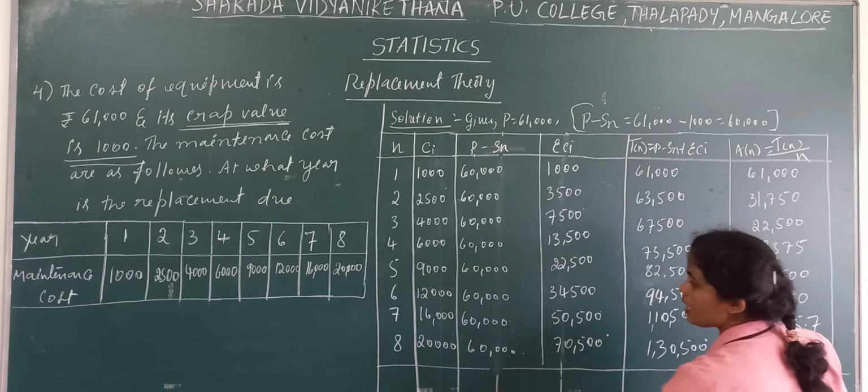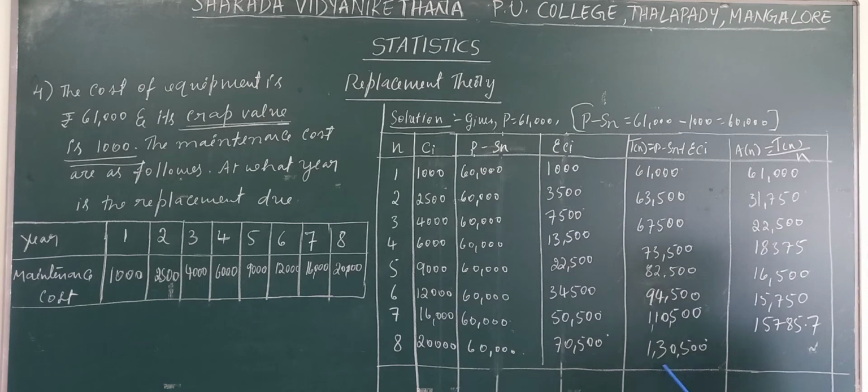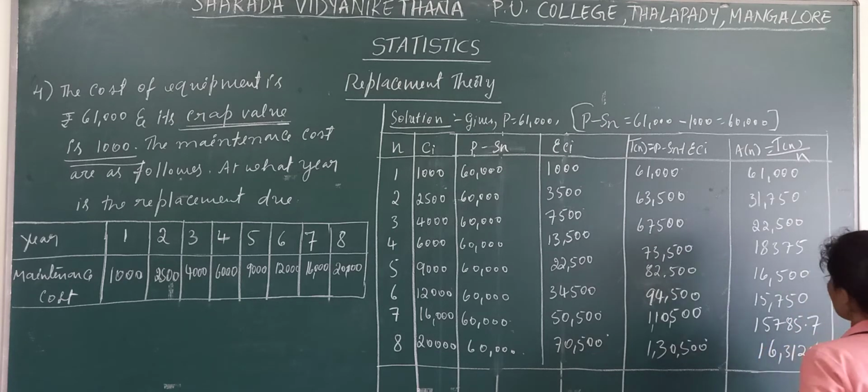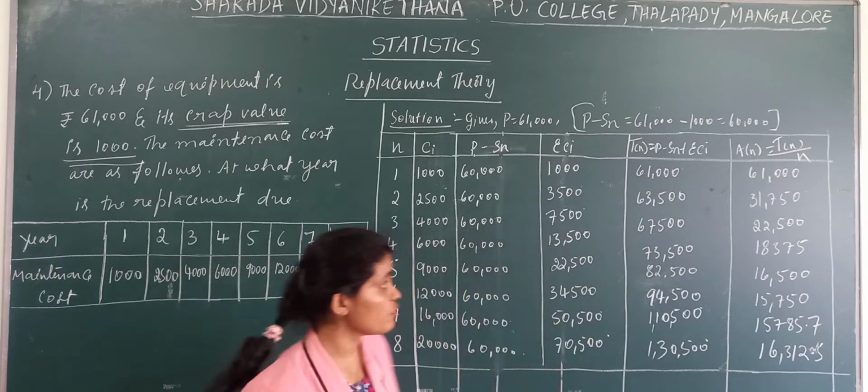We get 15,785.7. Last one, 1,30,500 divided by 8, then we get 16,312.5. So this is about annual average cost.